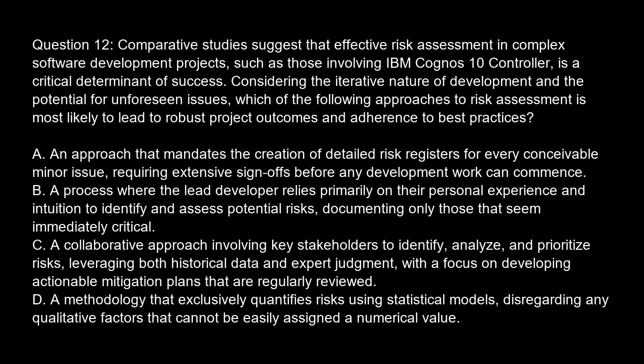Option B. A process where the lead developer relies primarily on their personal experience and intuition to identify and assess potential risks, documenting only those that seem immediately critical. Option C. A collaborative approach involving key stakeholders to identify, analyze, and prioritize risks, leveraging both historical data and expert judgment, with a focus on developing actionable mitigation plans that are regularly reviewed. Option D. A methodology that exclusively quantifies risks using statistical models, disregarding any qualitative factors that cannot be easily assigned a numerical value.